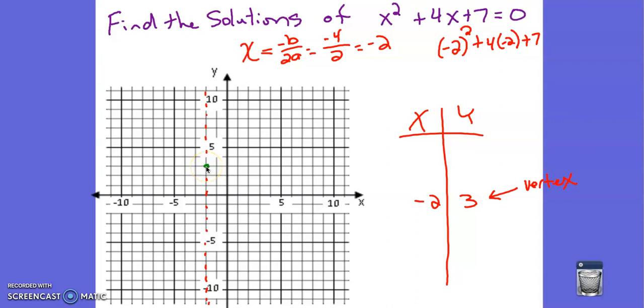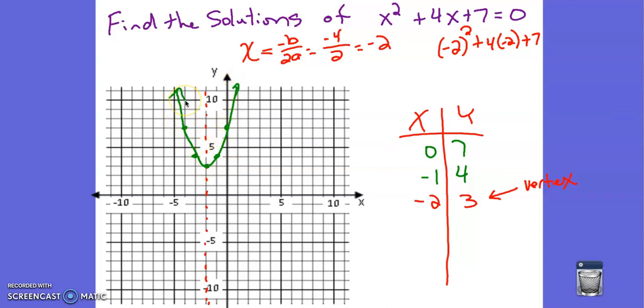And then what we're going to do is 2 numbers to the left, 2 numbers to the right. I'm going to go to the right this time. So I'm going to plug in negative 1, and I'm going to plug in 0. If I plug in negative 1, I'm going to get 4. If I plug in 0, I'm going to get 7. So negative 1, 4 is right here, and 0, 7 is there. And remember, you can reflect it. So 2 spaces away, 2 spaces away. And then I'm going to draw my parabola.